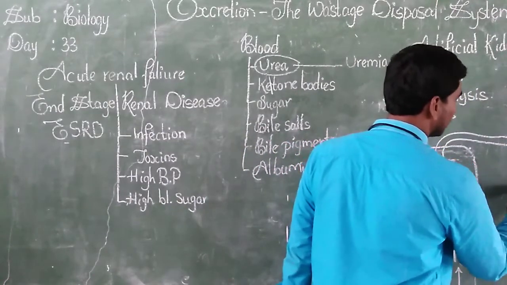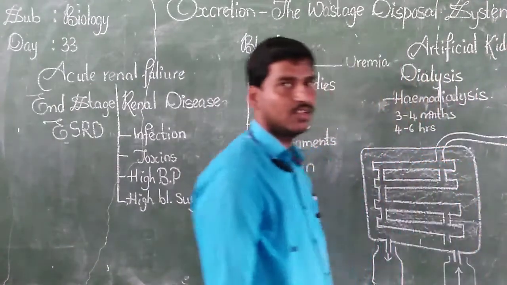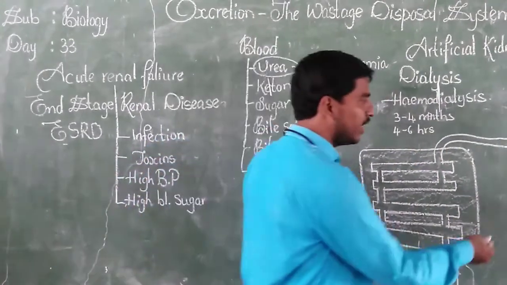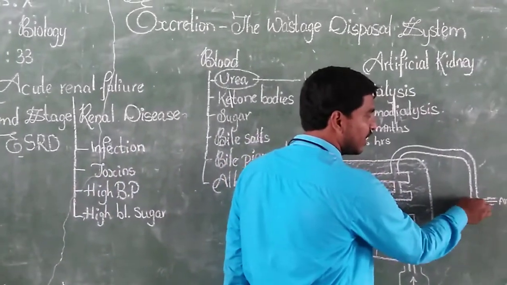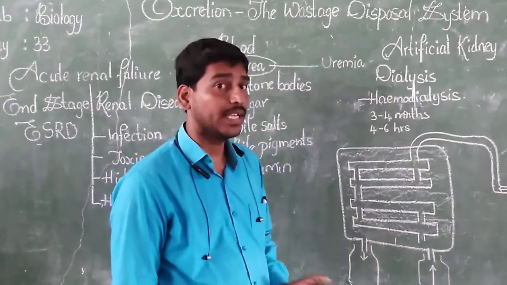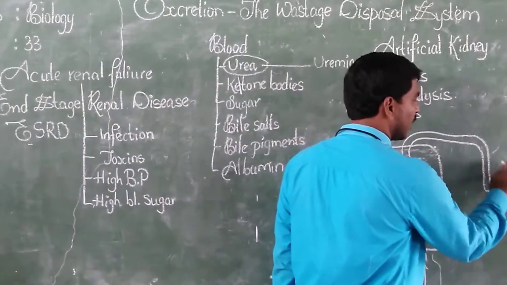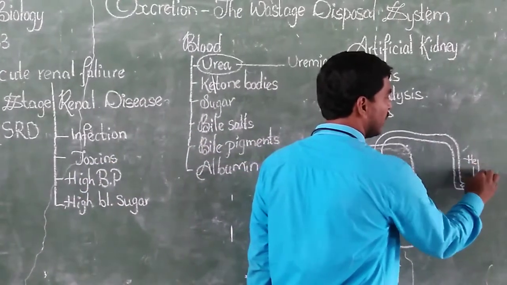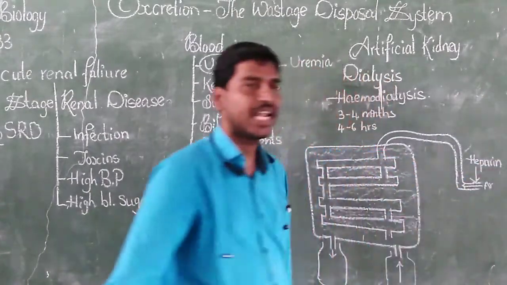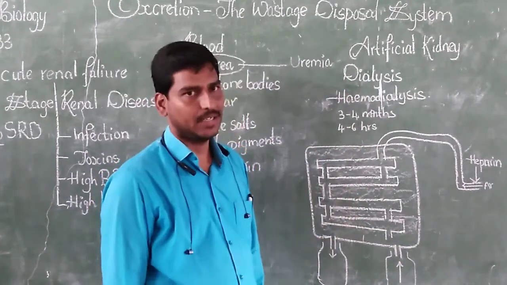These cellophane tubes are being connected to the artery of the patient, so the blood is being drawn from the arteries of the patient. When our blood comes out, it tends to clot. In order to prevent clotting, an anticoagulant called heparin is added to the blood.